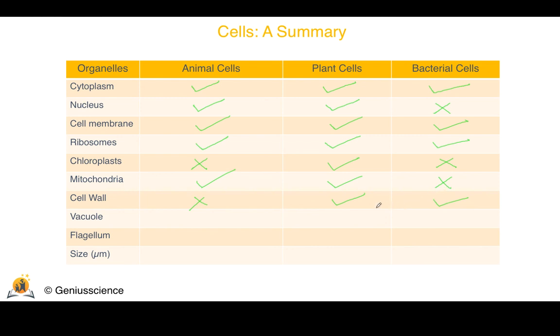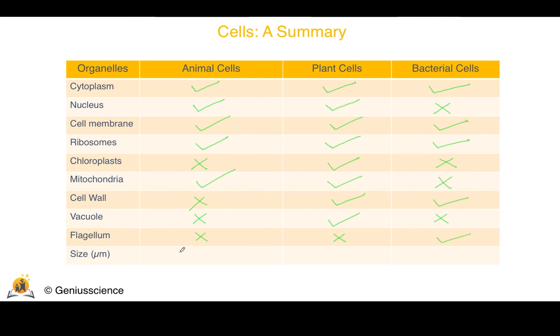The vacuole now. Animal cells do not have a vacuole. Plant cells do have a vacuole. Bacterial cells do not. The flagellum, not present in animal cells. Give that a cross. Not present in plant cells either. Some species of bacterial cells do have them.